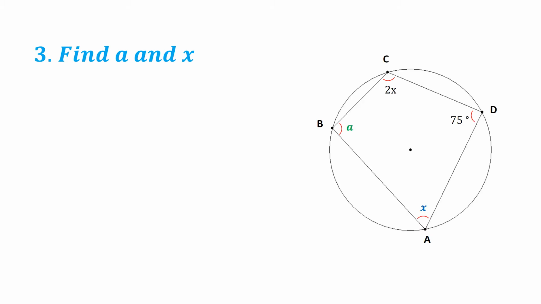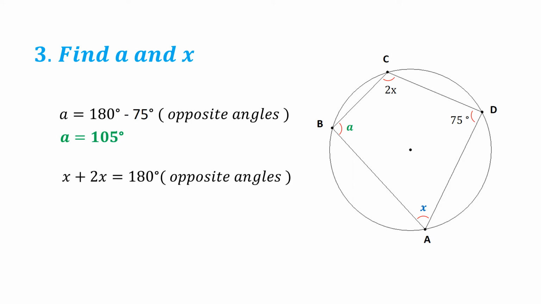Number 3. Find A and X. A equal 180 degree minus 75 degree opposite angle. A equal 105 degree. X plus 2x equals 180 degree opposite angle. X equal 60 degree.